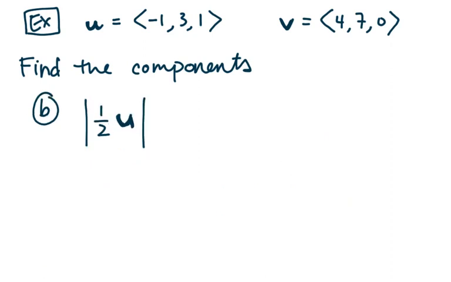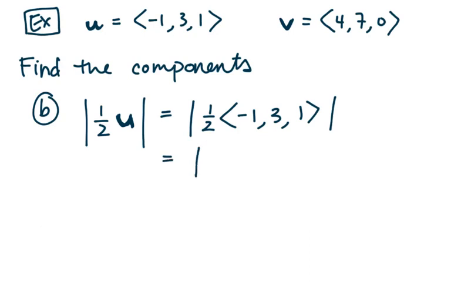For our last piece here, we're going to look at this B example using the same two vectors, u and v. We've got the magnitude of 1/2 of the vector u. So if we looked at simplifying this, that'd be the magnitude of 1/2 times -1, 3, 1. I can distribute 1/2 to each of those components. I have -1/2, 3/2, 1/2.